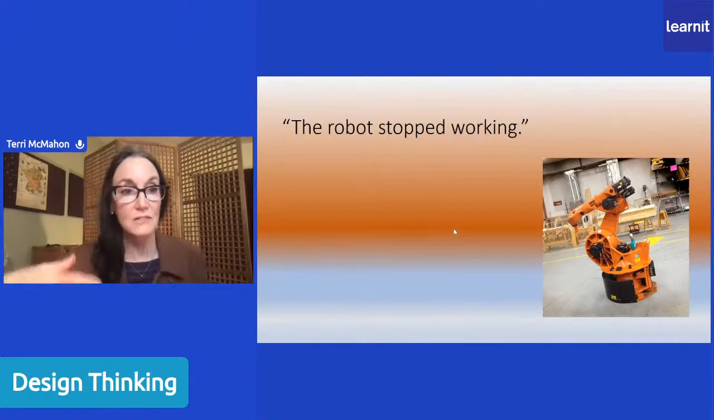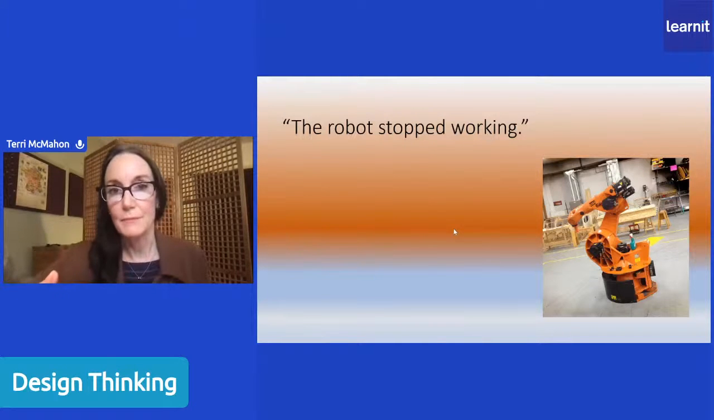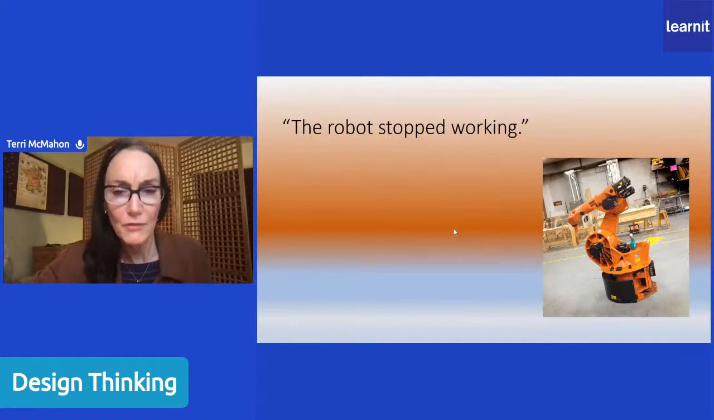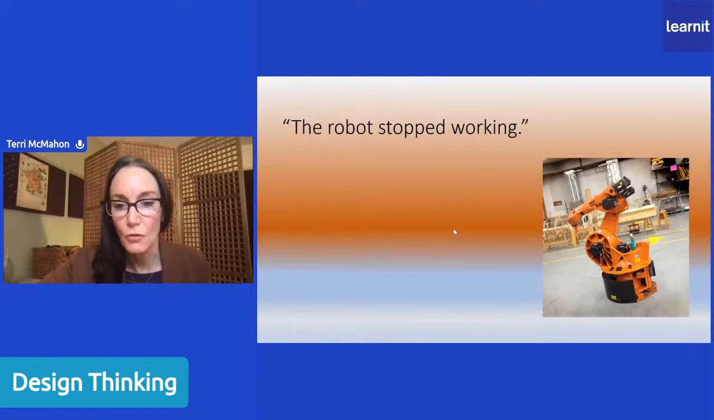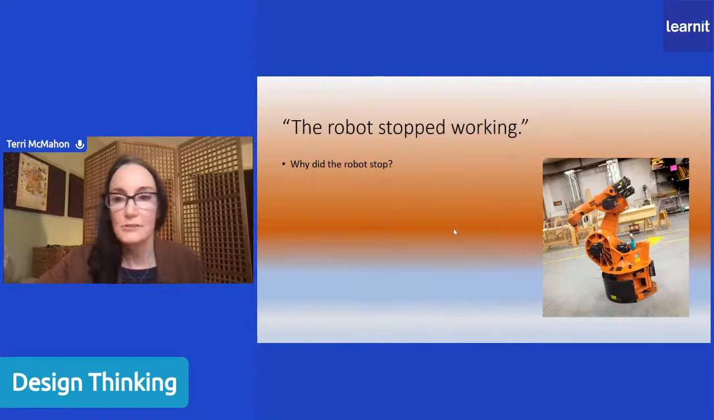So the idea is to ask why 5 times, maybe it's 3 times, but more than 3 times at least, to get clarity, or maybe even get closer to the answer. I'm going to take you through the robot stopped working scenario, which is our next slide, to present what it looks like to do the 5 whys. Here's the situation. The robot stopped working. We're in a robot manufacturing area and the robot stopped working. What do we do?